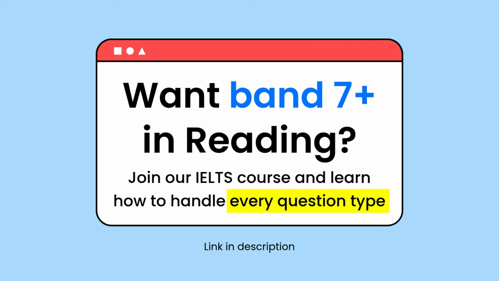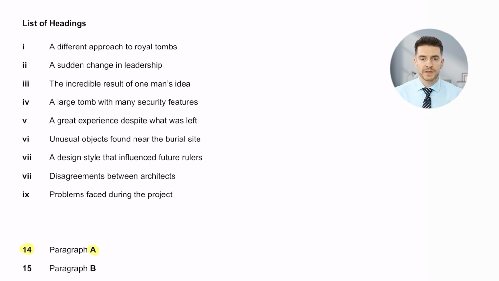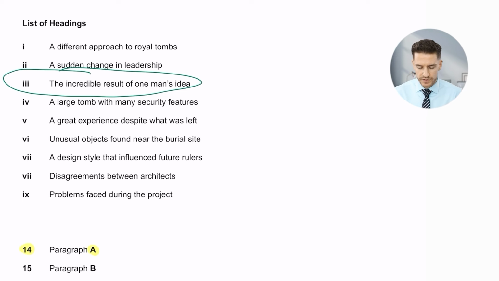So here they are. What we need to do is just quickly go through them one by one and think about which is the best choice for paragraph A. A different approach to royal tombs. No, doesn't really say that. A sudden change in leadership. No. The incredible result of one man's idea. Well, that looks very close to what we talked about, so we'll quickly circle that.